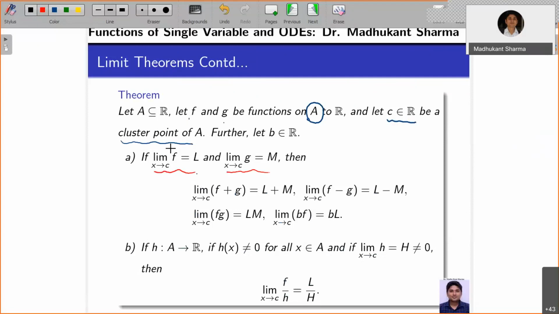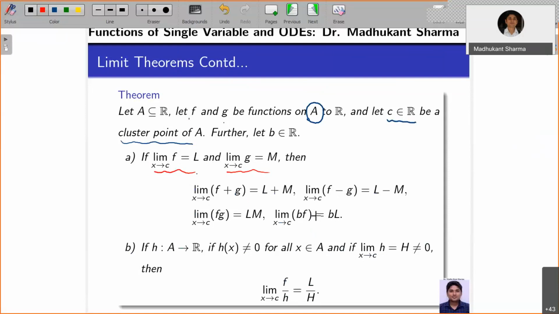Whenever we are writing in this fashion, limit x tends to c of f is L, it is obviously assumed that the limit exists and it is equal to that L value here, and in this case the M value for g. So this is what we start with. First, you have to verify whether both the limits exist or not. Okay, then only you can proceed with the algebra. Then limit x tends to c of f plus g is nothing but the sum of the limits, difference of the limits, product of the limits, scalar multiple of the limit.